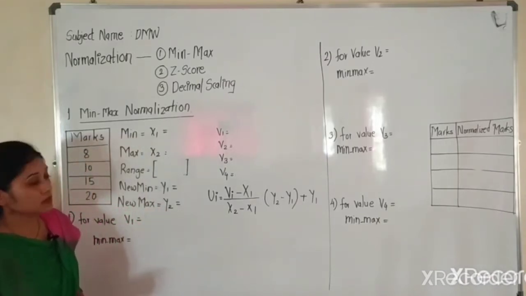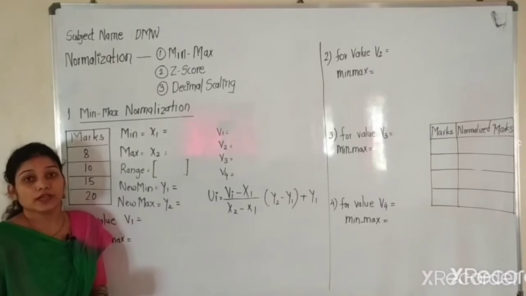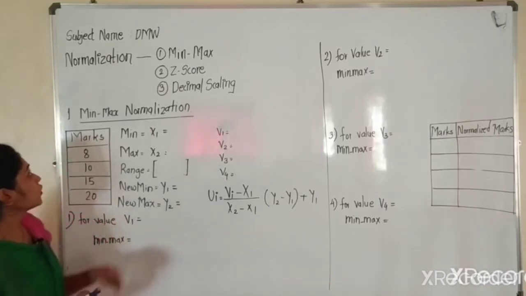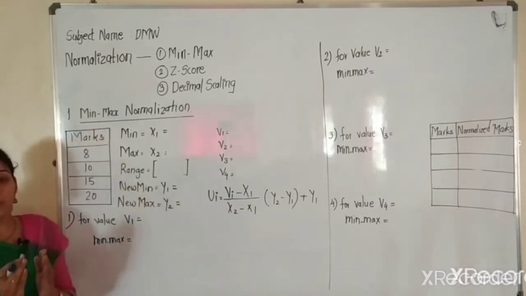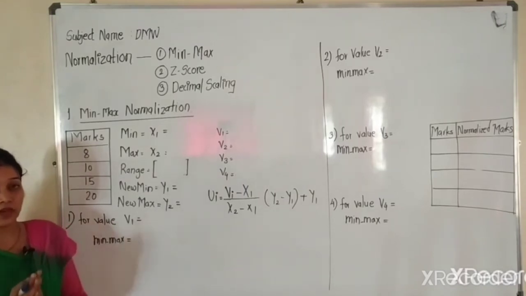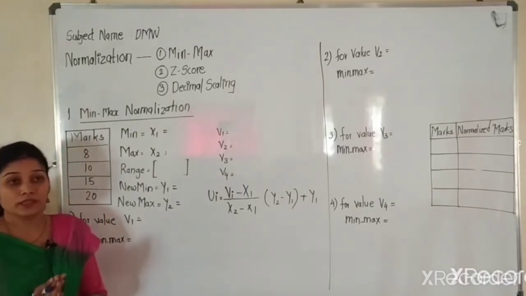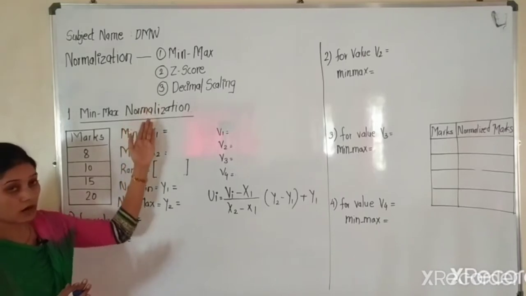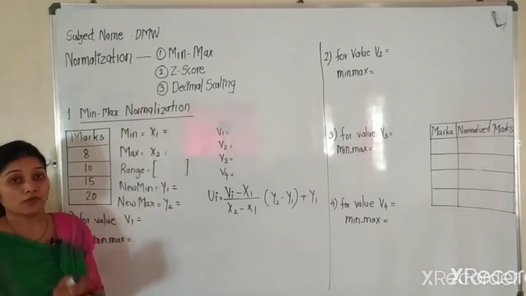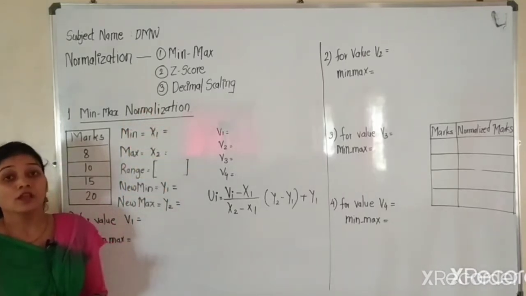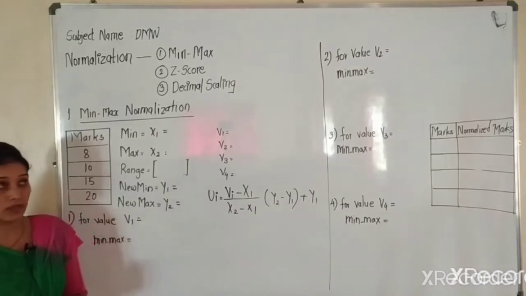I am here to take one topic from our subject data mining and warehousing, and the topic name is normalization, which is from the data transformation, and the data transformation is one of the steps from the data preprocessing. So already we have covered the normalization theory. Now we are going to see an example which we can apply on this normalization.